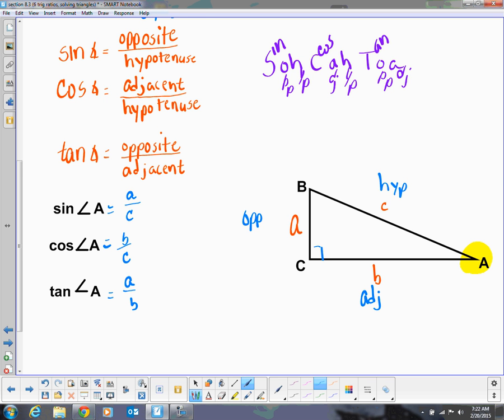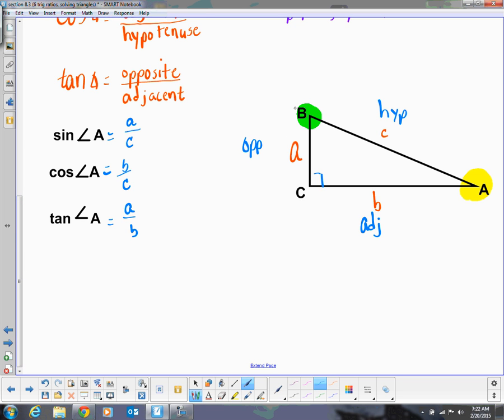So one of the key things you have to be able to do for this unit is to be able to write those ratios. I'm going to have like a mini quiz on this stuff. Do you feel like you should have a mini quiz on this stuff? Probably. You think that would be a good grade?